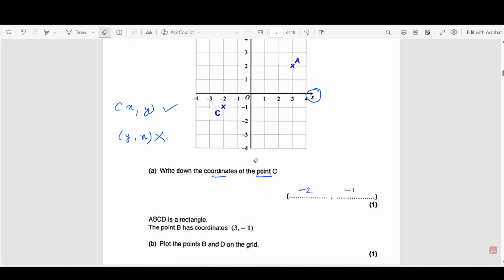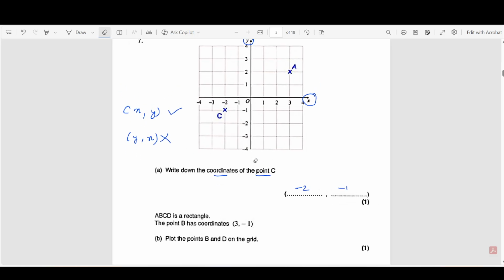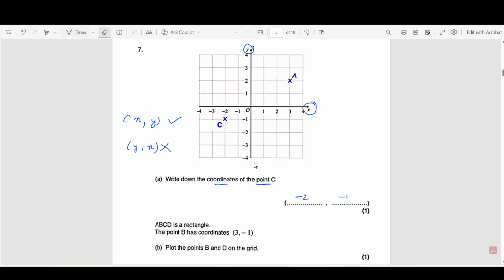Okay, the next question says ABCD is a rectangle. So coordinates A and C are given. Point B has coordinates 3 and -1. The first number is always the horizontal axis, which is +3, right? So this is going to be 3. And then -1.